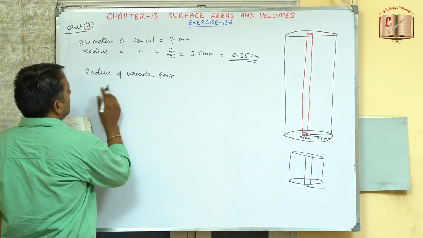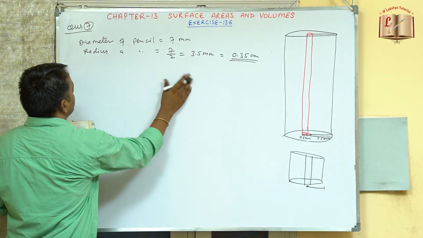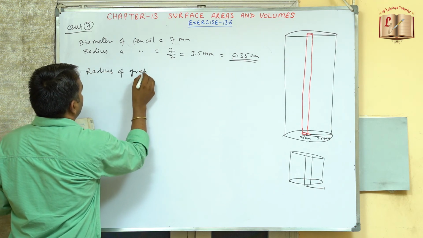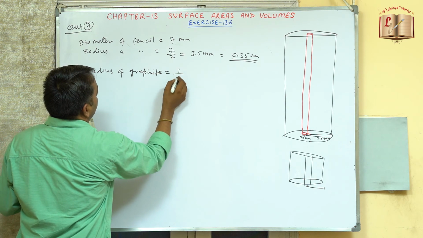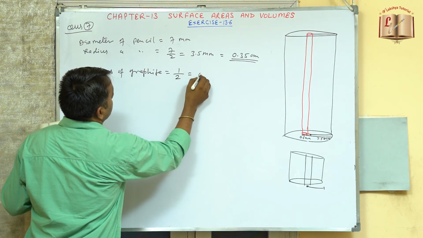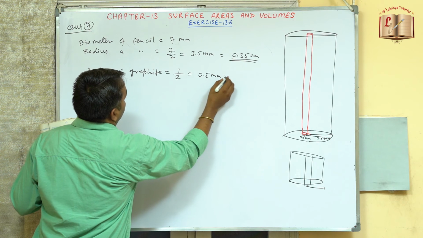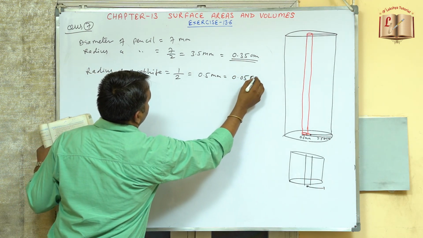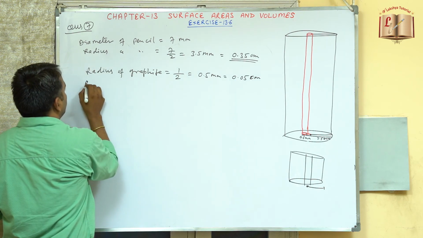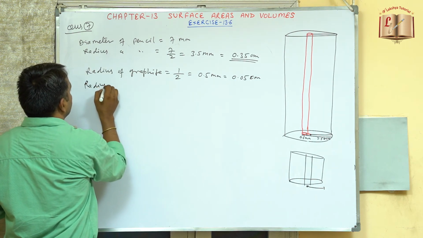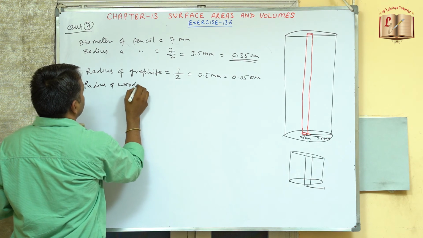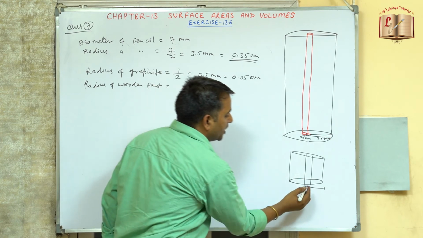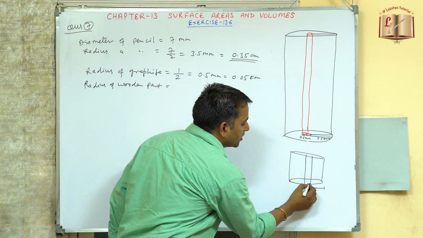So we can find the radius of the graphite. Radius of graphite is equal to 1 by 2, so this is 0.5 mm, or this can be written as 0.05 centimeters. So now we can find the radius of the wooden part. It will be this complete radius minus this radius of the graphite.